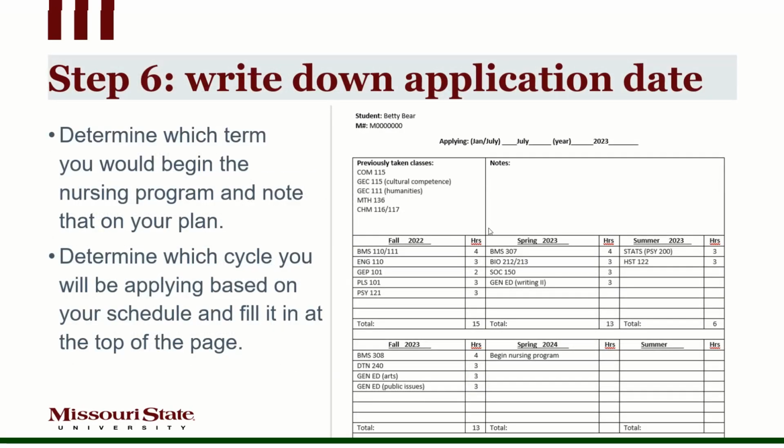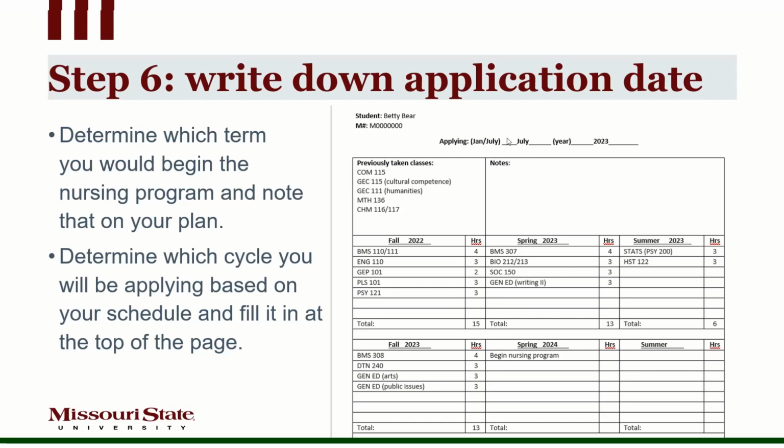Okay. The last couple of things we need to do are figure out when you would be applying. So in your schedule, for example, if you finish your term in the fall and that's all of your classes, you'd be starting in the spring program. If you are finishing up your classes in the spring, you're going to be starting in a fall term. So go ahead and write begin nursing program whenever you'll be beginning your nursing program on your plan.